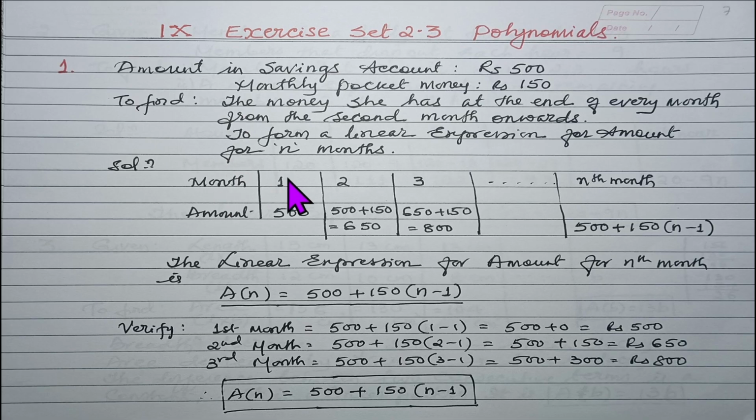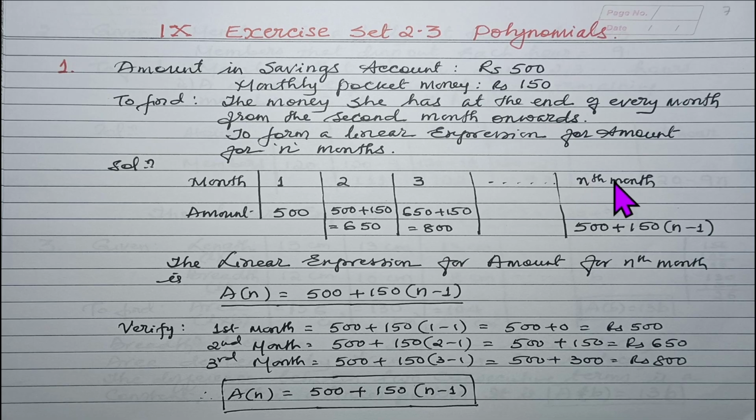Now, for the first month, she has an amount of 500 rupees in the account. And in the second month, an additional amount of 150 rupees she receives as pocket money, and therefore the amount would be 500 plus 150, 650. In the third month, 650 plus 150 is 800, because 150 plus 150 for 2 months will be 300, and therefore it is 800 rupees.